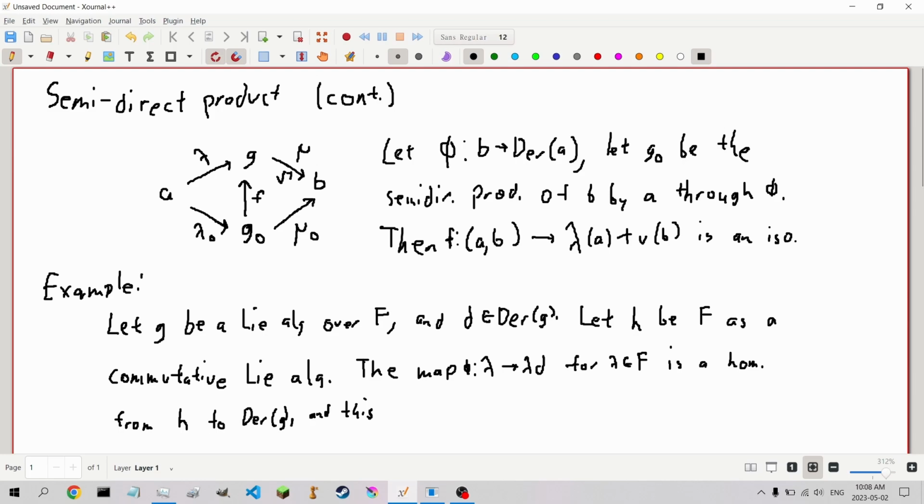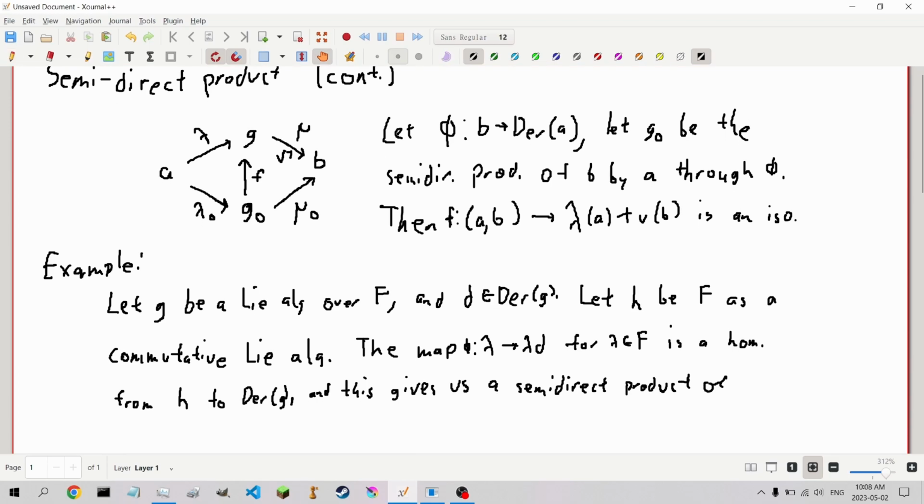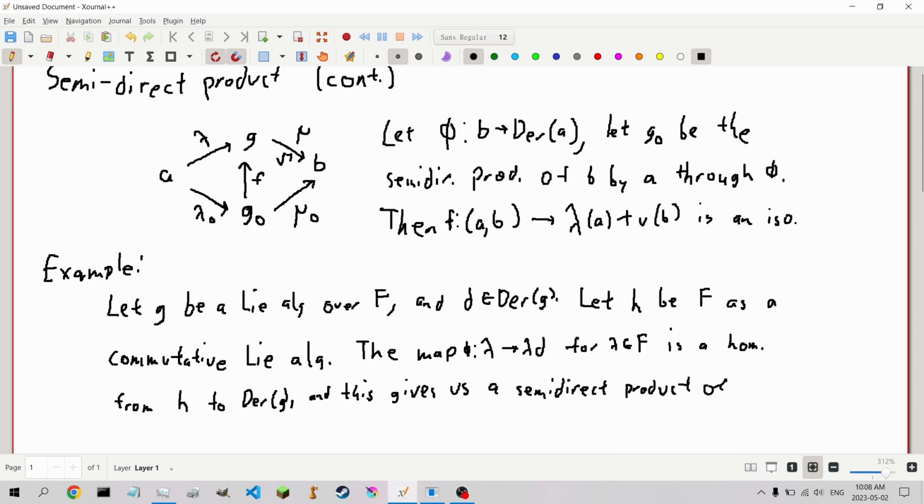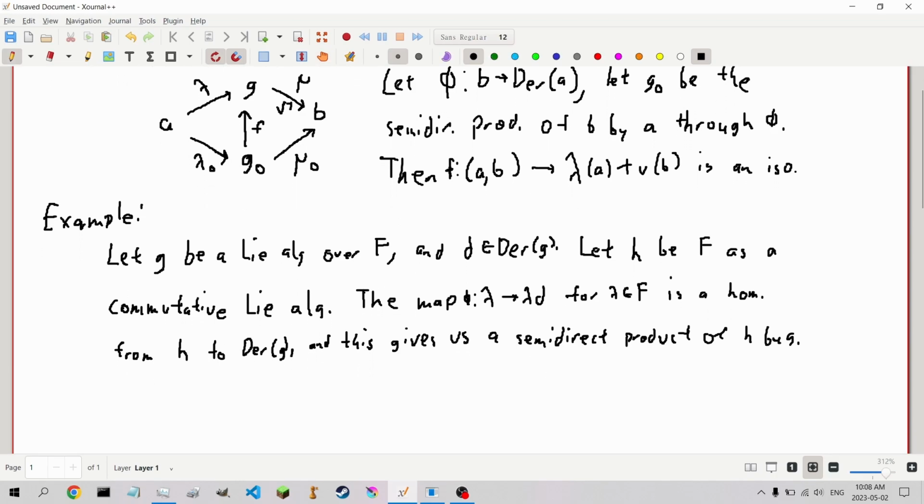And this gives us a semi-direct product of H by G. Going to call this T.